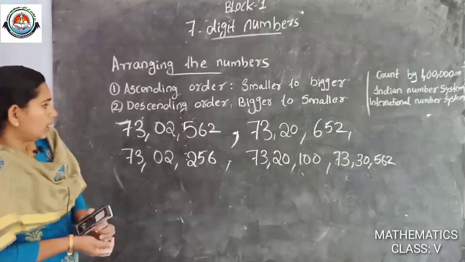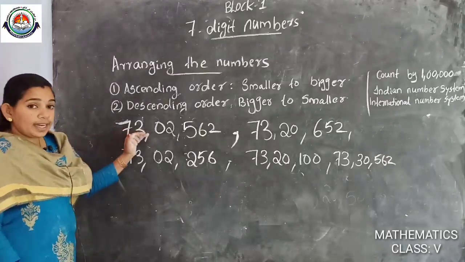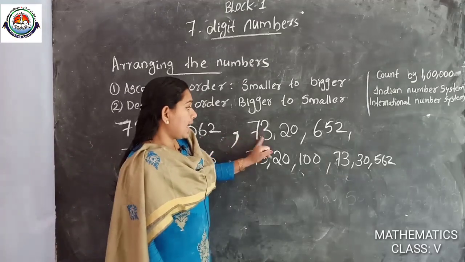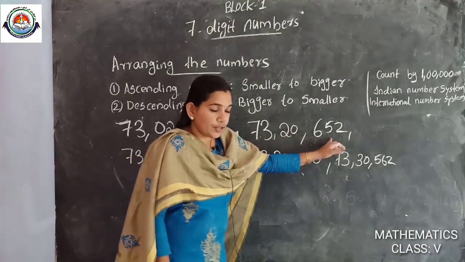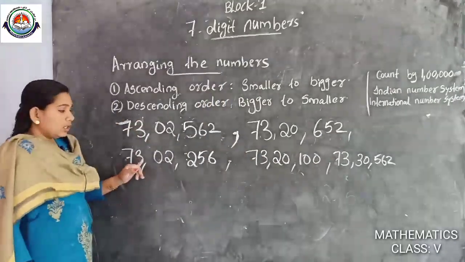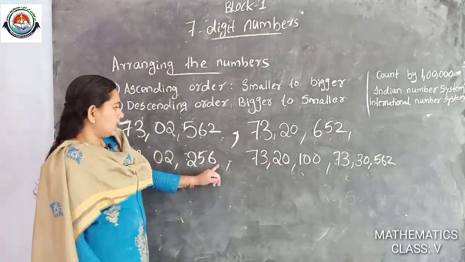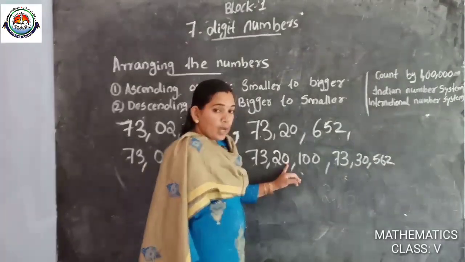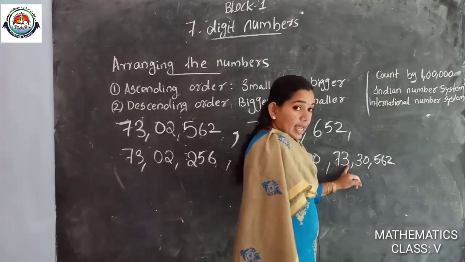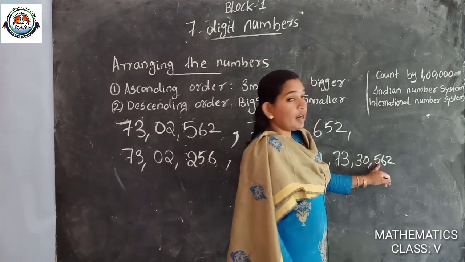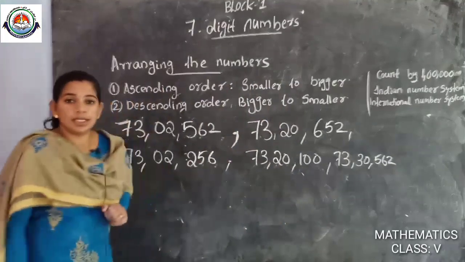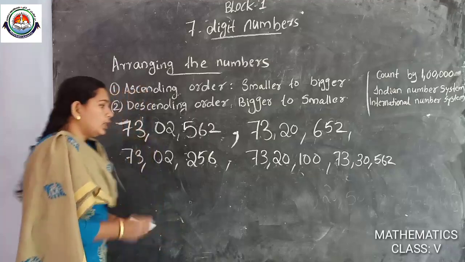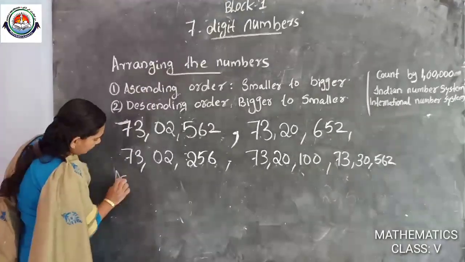Okay, here are the numbers: 73 lakh 2,562; 73 lakh 20,652; 73 lakh 2,256; 73 lakh 20,100; 73 lakh 30,562. So these are the given numbers. Are you ready to arrange these numbers in ascending order? Okay, do ascending order.